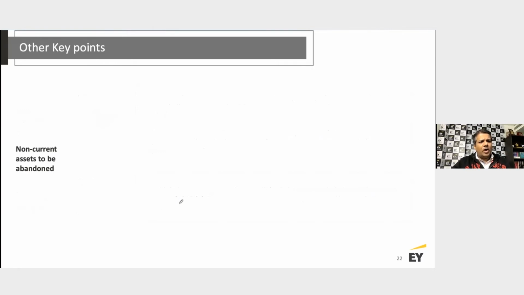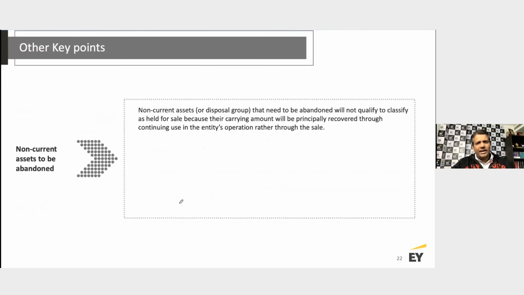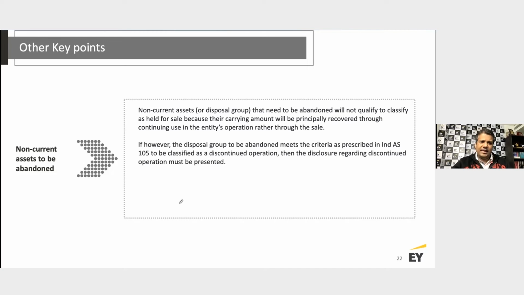So, non-current assets to be abandoned. That's the difference, right? There are three ways you are using your asset. Either you are using it, or selling it, or you're going to abandon it. That means essentially you're just going to discard it, right? Now, if they're non-current assets to be abandoned, they're not held for sale. Remember that. Non-current assets that need to be abandoned will not qualify to be classified as held for sale because the carrying amount will principally be recovered through continuing use in the entity's operation rather than through the sale, right?